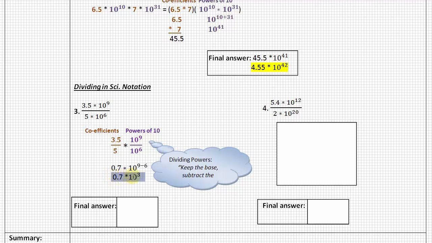So our final answer here, we need to check to make sure it's in proper notation. It's actually not, because your coefficient has to have at least a 1 in the ones place. So it has to be between 1 and 9. And so we have to move the decimal point over one place to the right, which is actually going to decrease our power of 10 by 1, so it becomes 7 times 10 to the 2nd power.